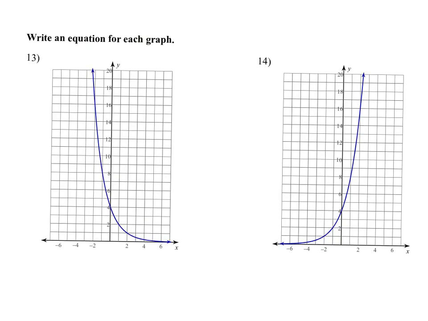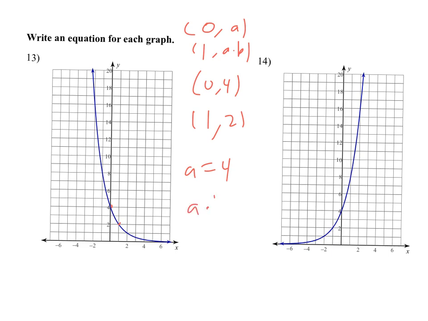All right, lastly here, we'll grab a couple points here. We can grab 0, comma 4, and 1, comma 2. And I can remember that it's always 0, comma a, and then 1, comma a times b. So clearly a is 4. And then a times b would equal 2, but I know that a is 4. So 4 times b equals 2. Divide by 4. b would equal 1/2.